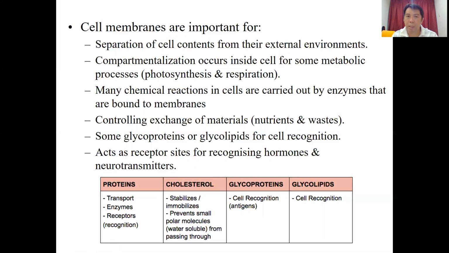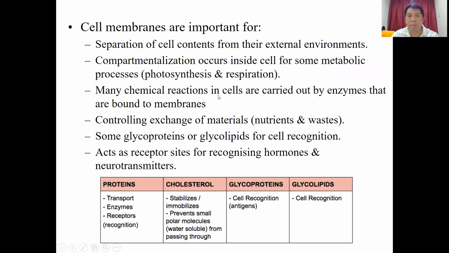For example, the endoplasmic reticulum, chloroplasts, and mitochondria are also surrounded by membranes. This provides what we call compartments, in which different types of reactions can take place at the same time without disturbing the other reactions. We call this compartmentalization inside the cell for some metabolic processes.